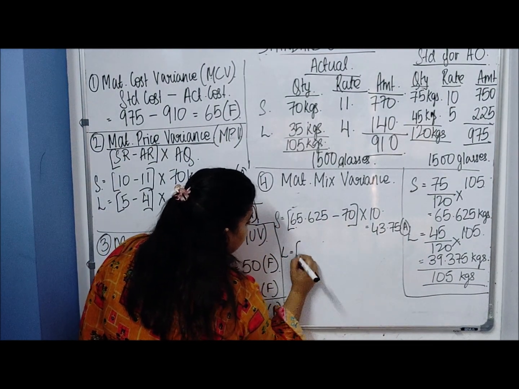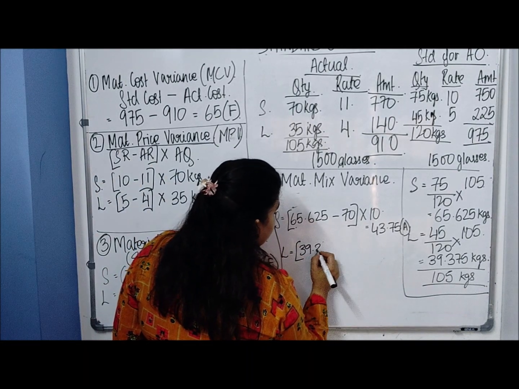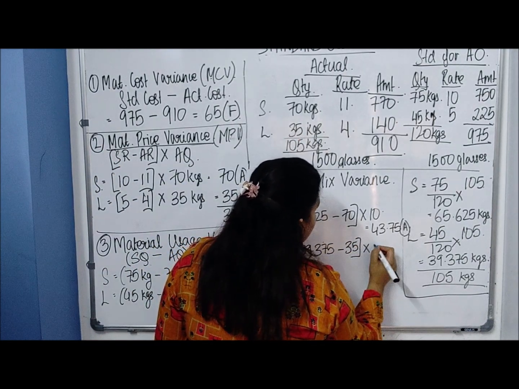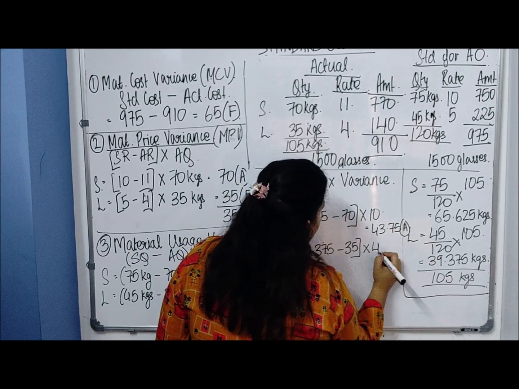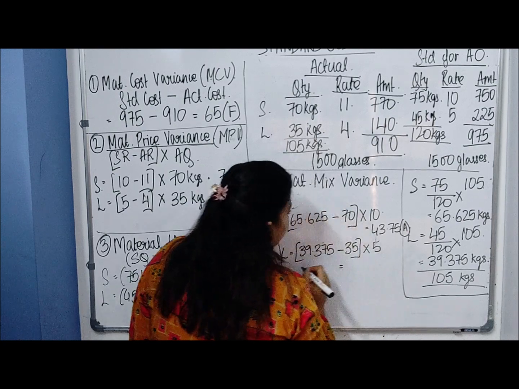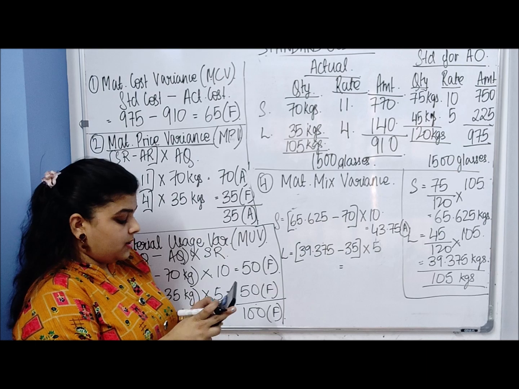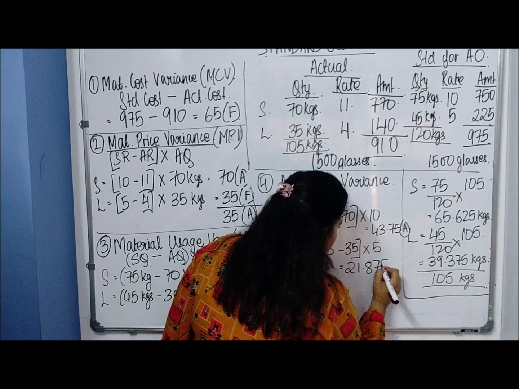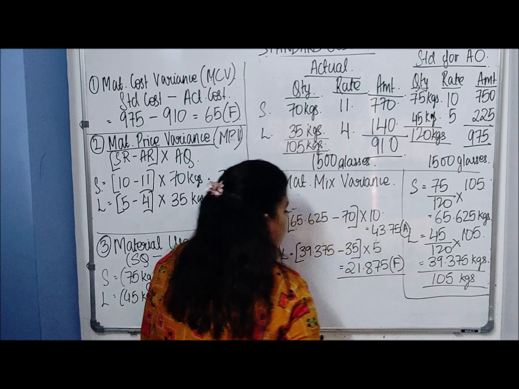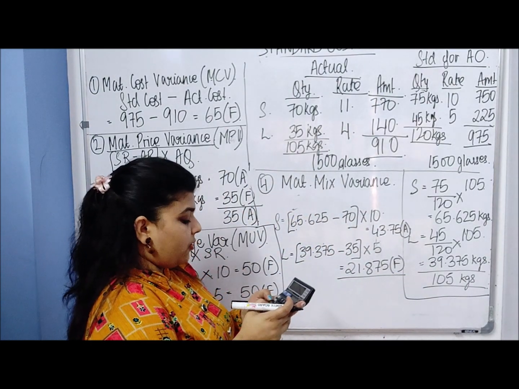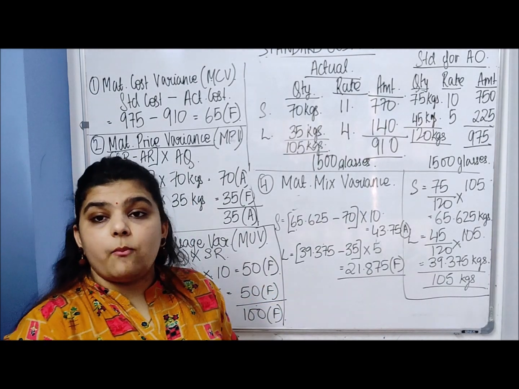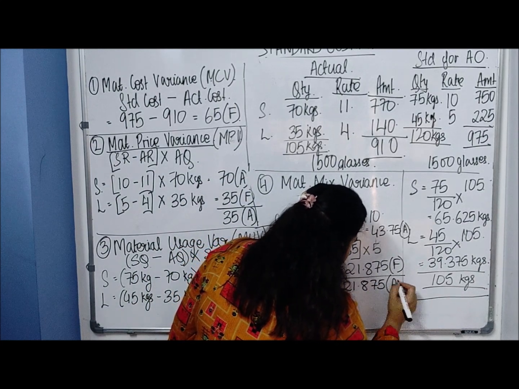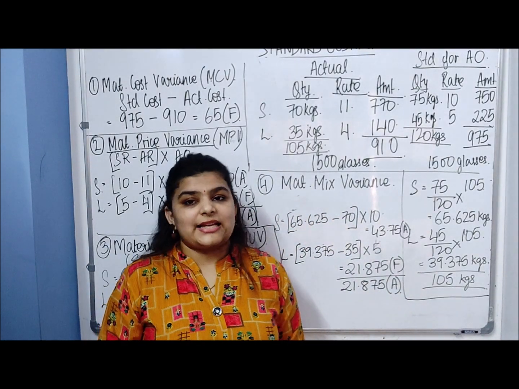Coming to lemon. Lemon, I should have used 39.375 kgs. But I used 35 kgs. Good or bad? Good for me. Into which? Standard rate or actual rate? Standard rate of 5 rupees. So that means I have paid less of rupees 21.875. That is favorable. So because of the change in mix, because I did not follow my standard mix ratio, I have paid an extra of rupees 21.875. I have paid this much extra because I did not follow the standard mix.